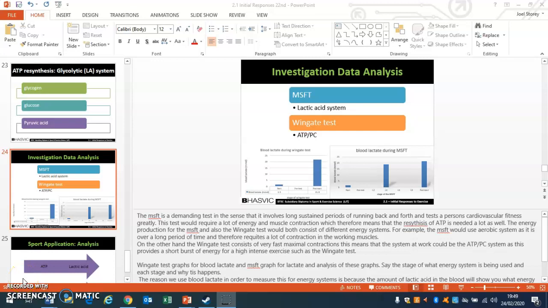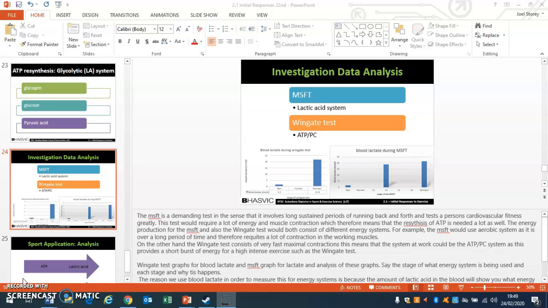Investigation data analysis: energy systems. The multi-stage fitness test is a demanding test in the sense that it involves long sustained periods of running back and forth and tests a person's cardiovascular fitness greatly. This test would require a lot of energy and muscle contraction, which therefore means that the resynthesis of ATP is needed a lot.